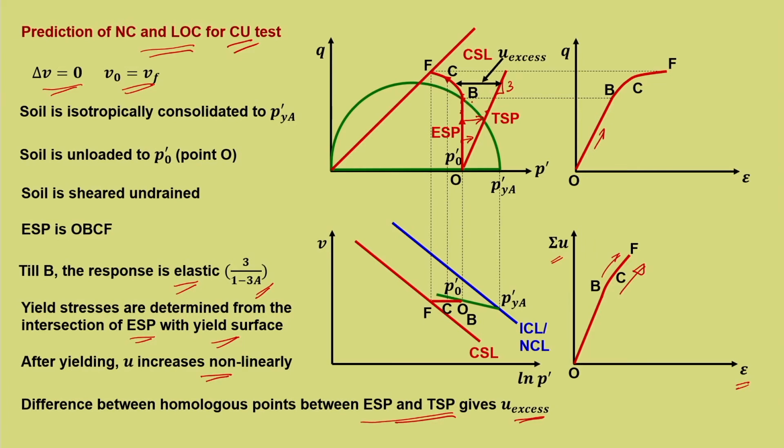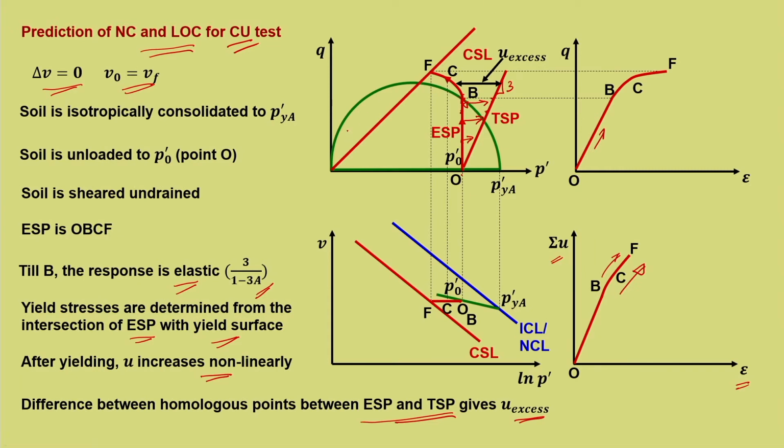So, U excess at yield, U excess at failure, everything can be predicted merely by looking at the figure and determining the total and effective stress corresponding to that. For example, if you want to determine what is the U excess at this particular point, that is the yield point P dash y, we need to determine P dash y. So, we know P dash y here is equal to P naught dash. So, this point is known, one can also determine this particular point. So, this difference will give you U excess at yield. So, it is very convenient to predict what is the kind of pore water pressure that gets generated. So, that is what it means.